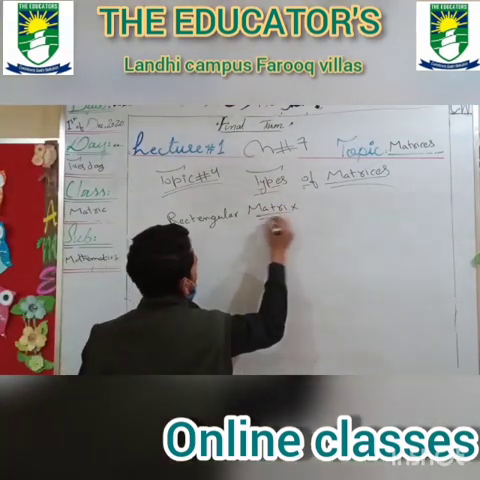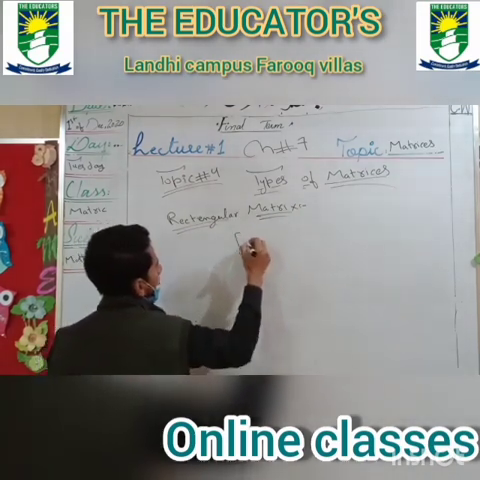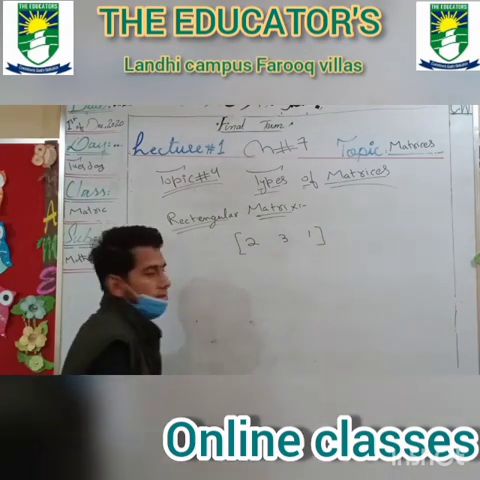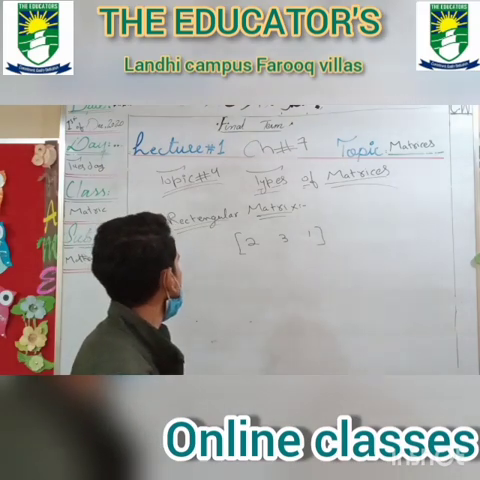Okay, so I'm writing one example here: 2, 3, 1. So that is a rectangular matrix. Why is it called a rectangular matrix? Now I'm going to define it.